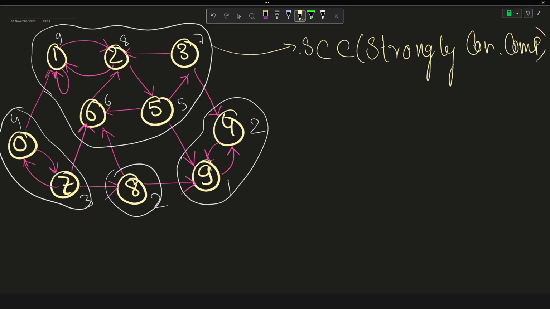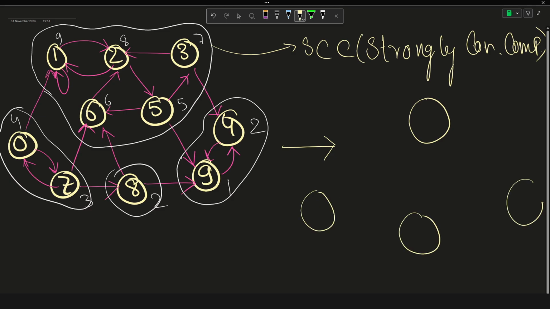And moreover, let me tell you one more thing, that we can treat this separate component of the graph, that is the strongly connected component SCC, as a separate node. So if I consider this component as a separate node, then what graph will we be getting? See, so this will behave as an independent node, and these 3 will also be 3 independent nodes, right?